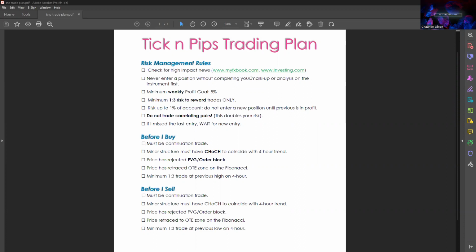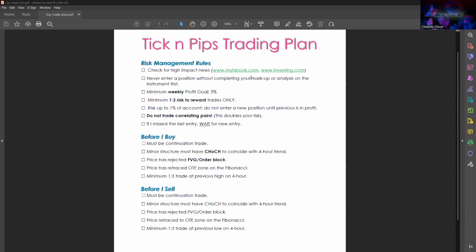And then, if I miss the last entry, wait for a new entry. That should actually be bolded, because that was one of my vices. I would chase my trades, or I would have FOMO, or I would revenge trade. I was very bad at that. So that is something that has always stayed on my trading plan. I have to remember there's always going to be another opportunity to enter the market, whether that be on another position, another instrument, or on the same trade.